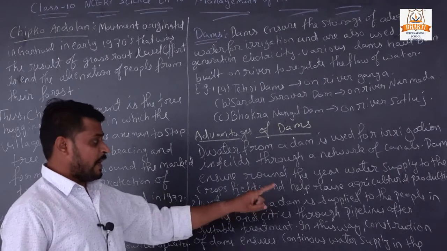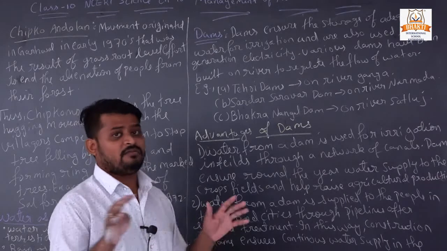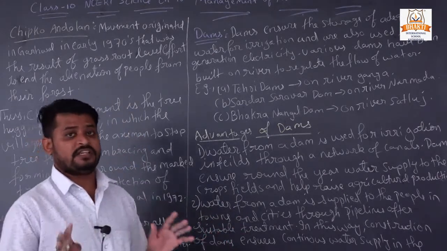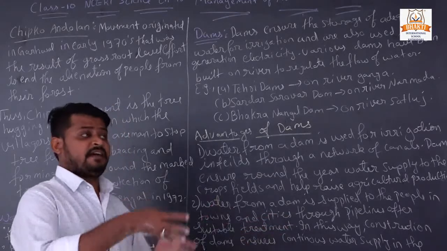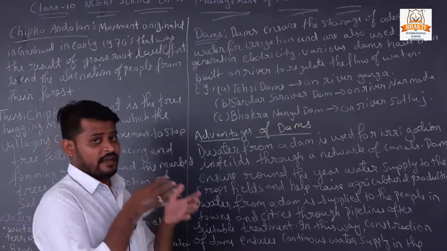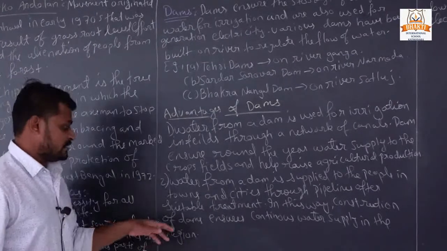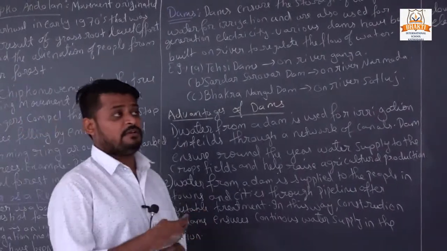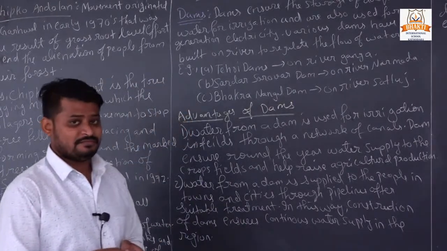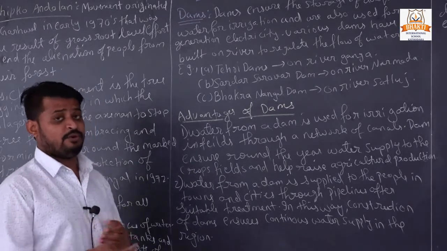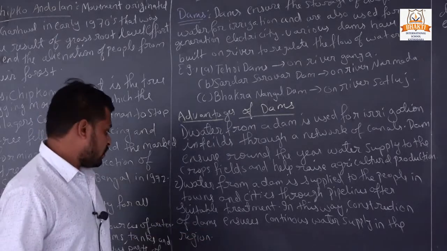Second, water from a dam is supplied to the people in towns and cities. In our Surat city and Mumbai city, all over India, whole cities get their water mostly through dams, where pipelines are connected to the dam. The dam water may also be polluted, so first we have to treat it with chemicals to purify it, then we supply the water to our homes.